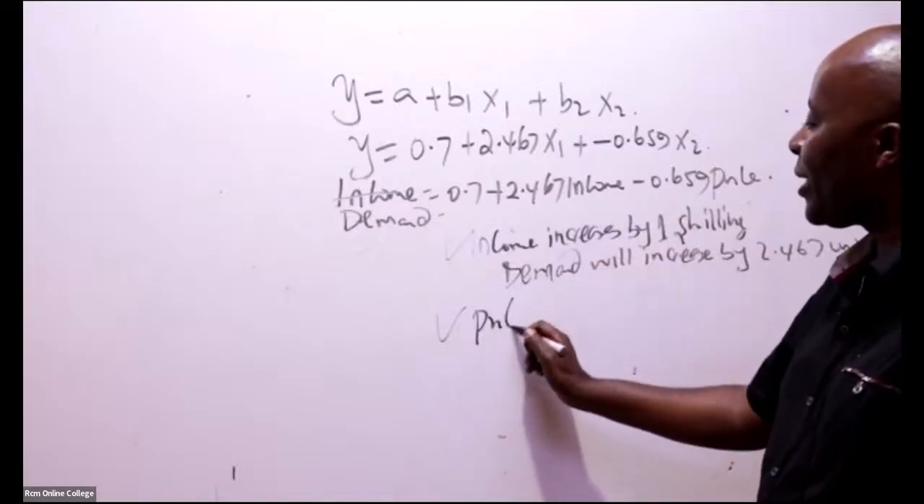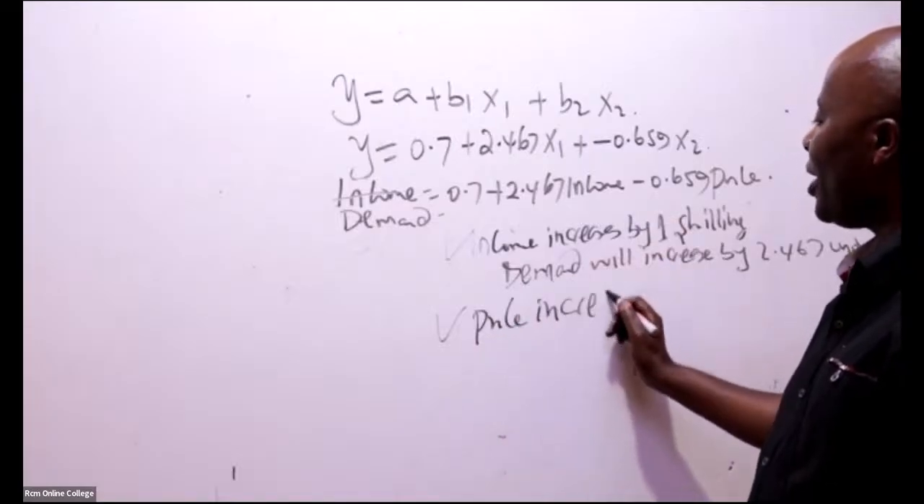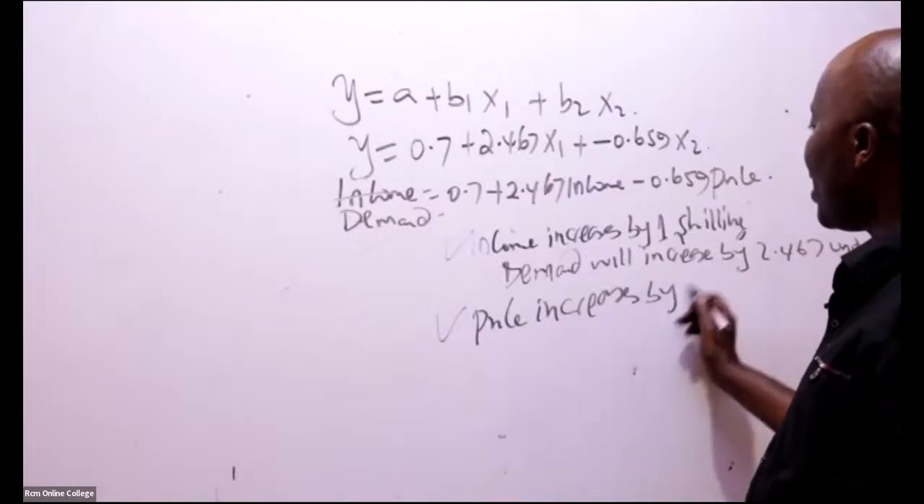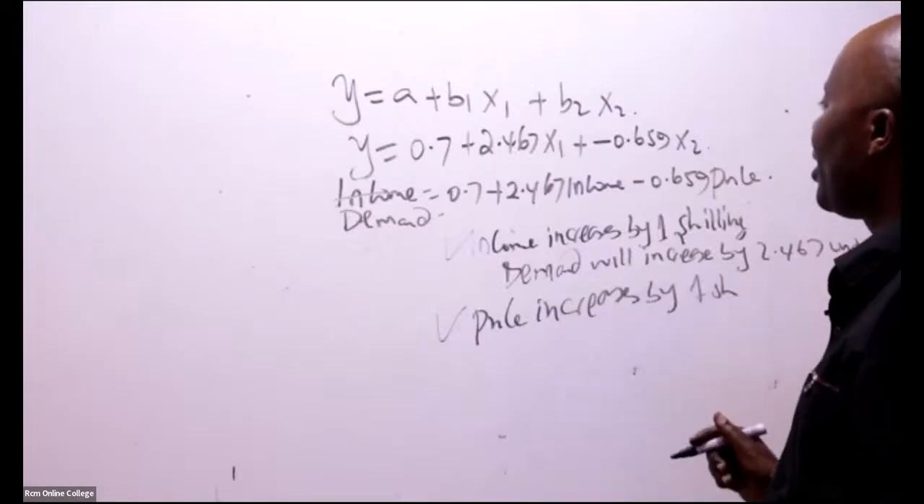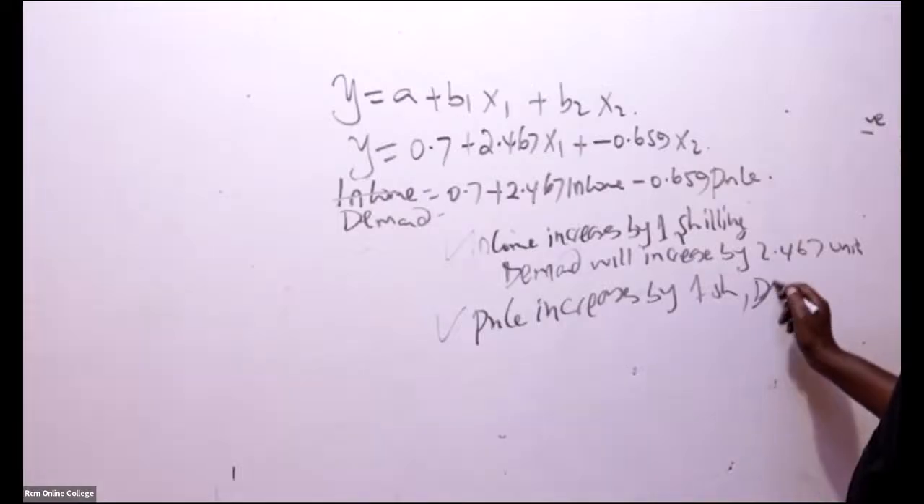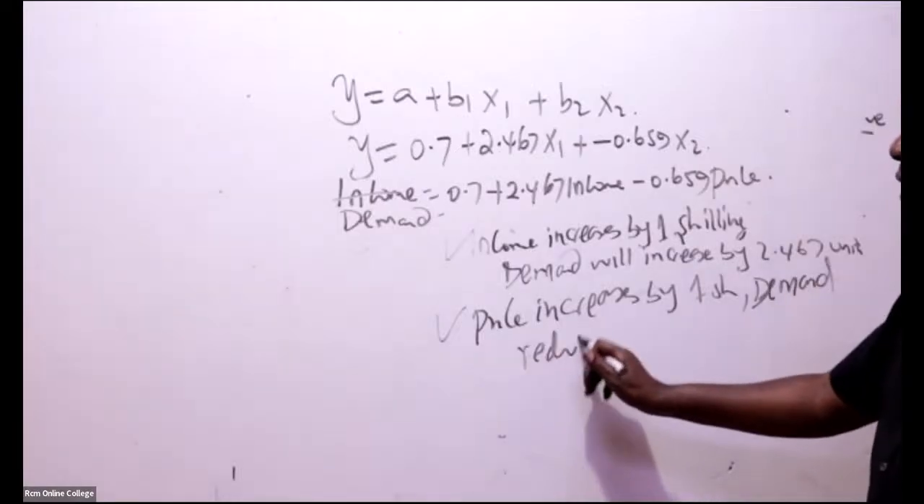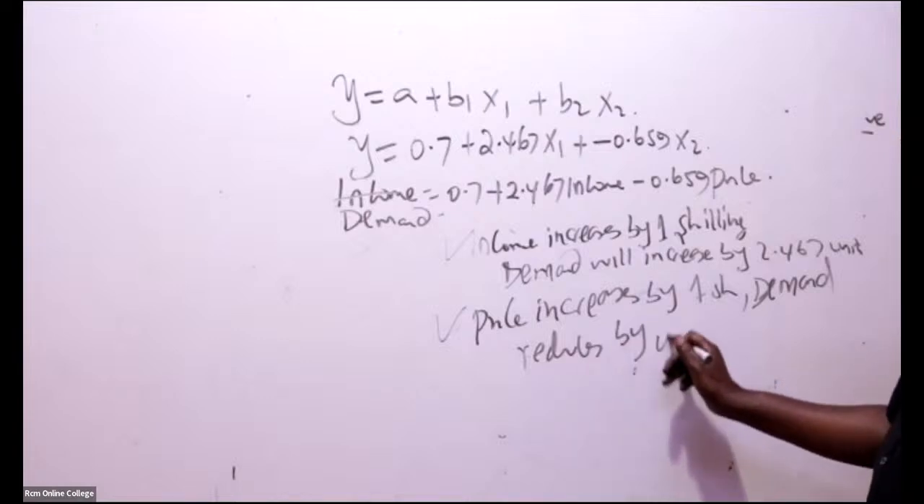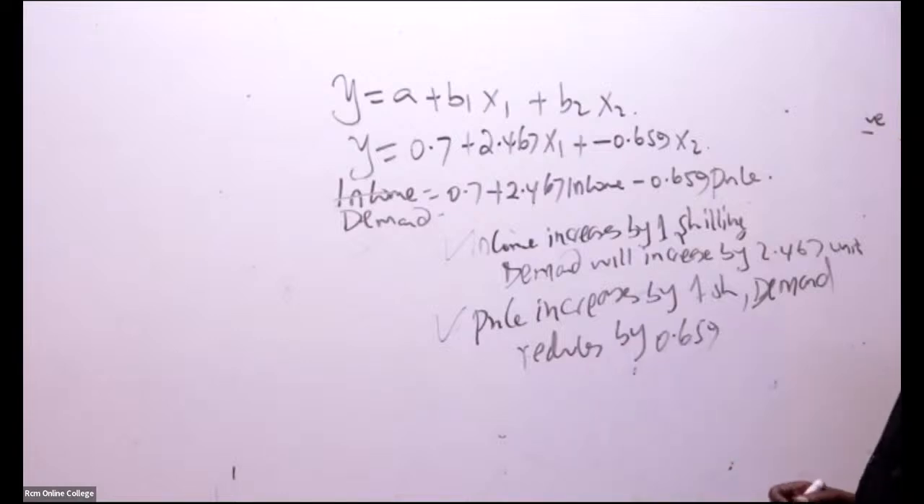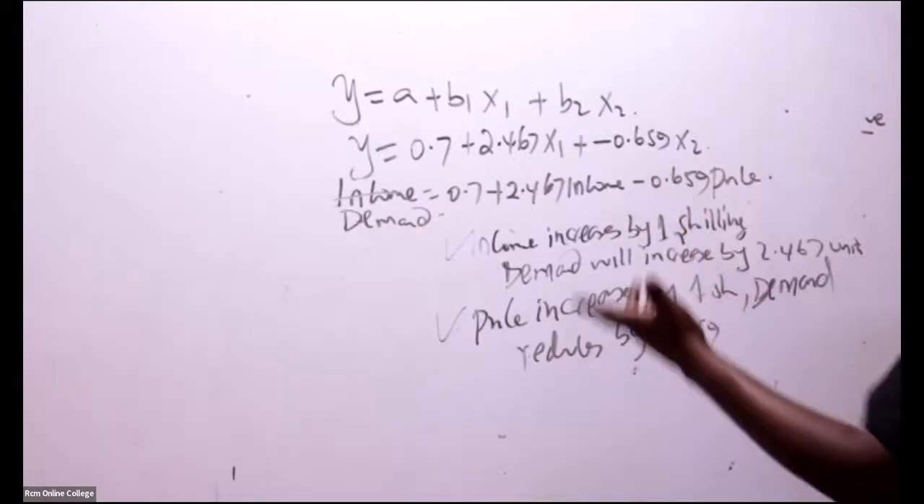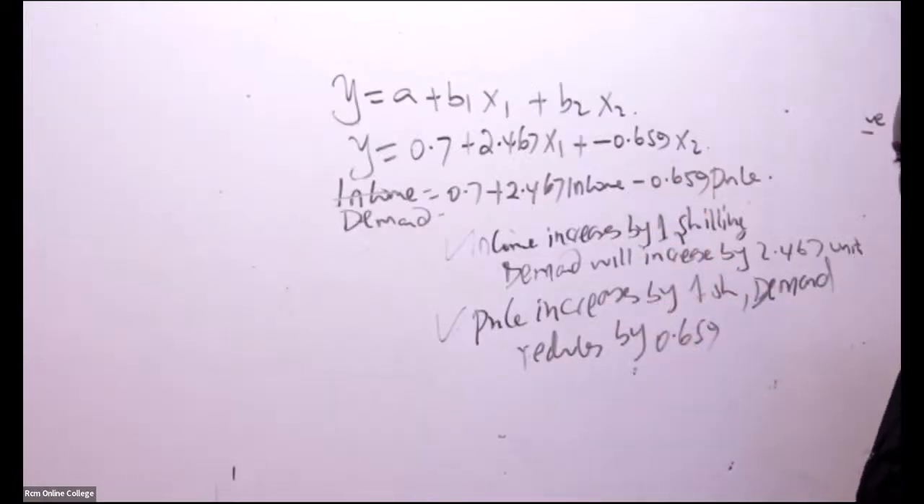if price increases just by 1 shilling, that's how you argue it out. Then demand reduces by 0.659 because of the negative relationship.